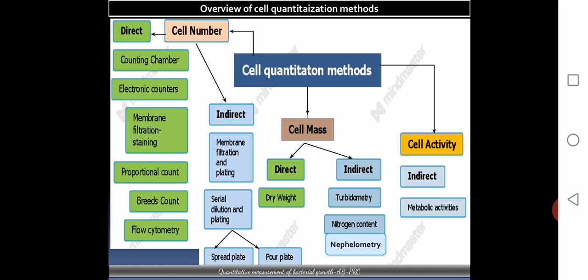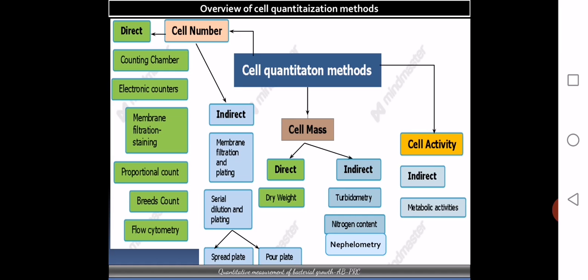There you can see the counting chamber, which will give you a number directly from the chamber. Similarly, for flow cytometry, the Breed's count, or even the dry weight. In the case of dry weight, the weight of the cell is directly taken.